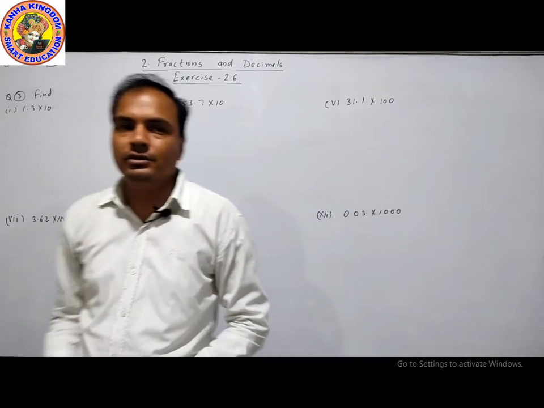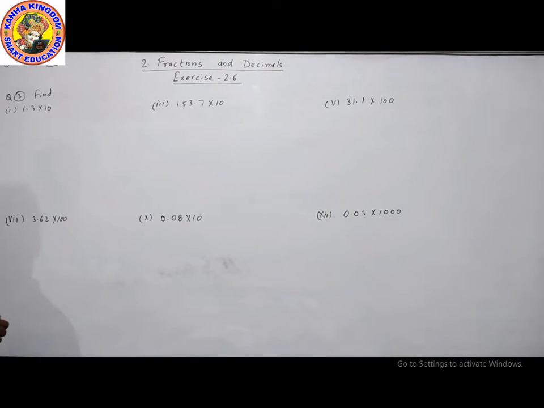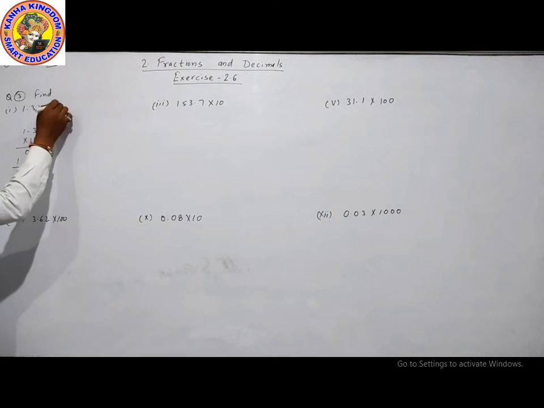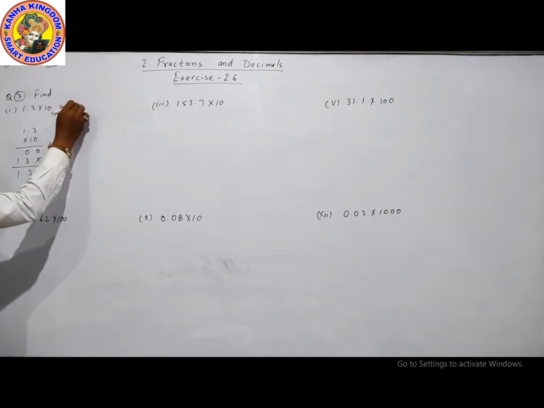Now our next question is question number 3. Find the multiplication. First is 1.3 into 10. First of all, 0 will multiply, then 0 0. 1 will multiply 3 and 1. By adding these, 0 3 1. Use the decimal point after one digit. The answer is 13.0.